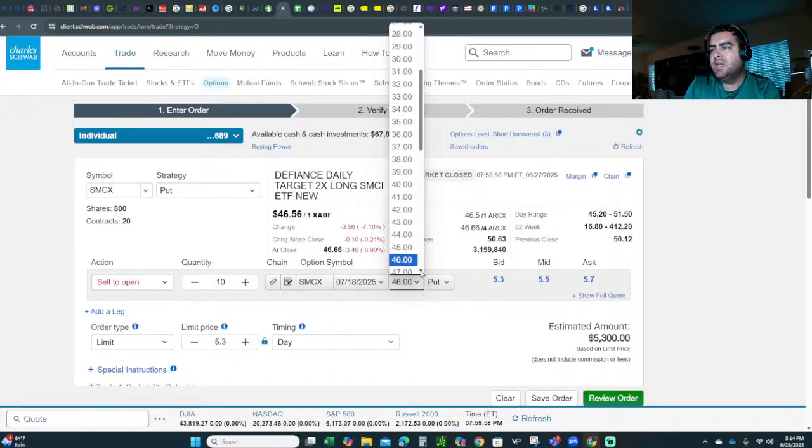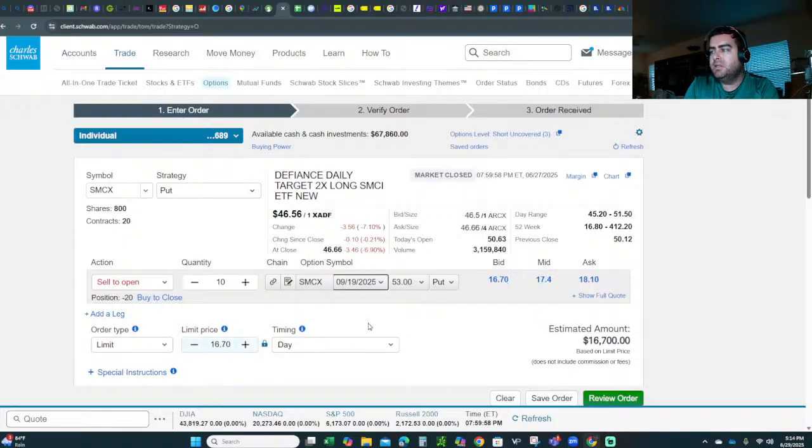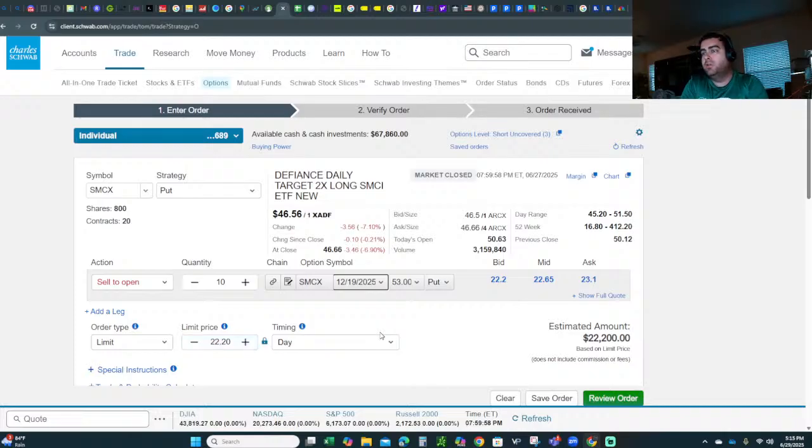But I would say, because I think this is going to keep going up, I was at 48, then I went to 50. Now I'm at 53, and I could just keep rolling it higher as it goes up. You can get another 250 from the midpoint here. So that's by the 18th of July. August 15th, you're at 14,000. September 19th, you're at 16,700. And then December 19th, you're at 22,200. So, boom. That's how you do it, folks.